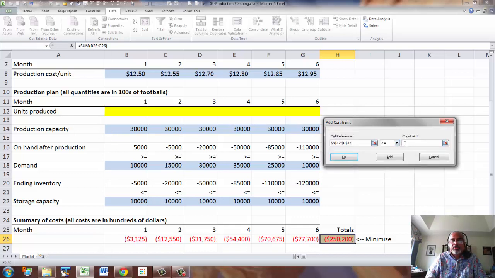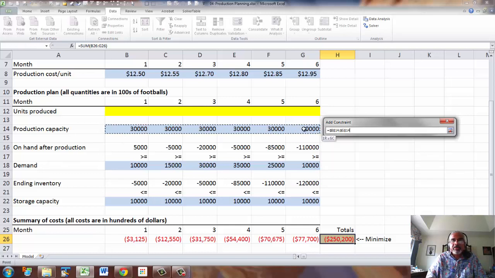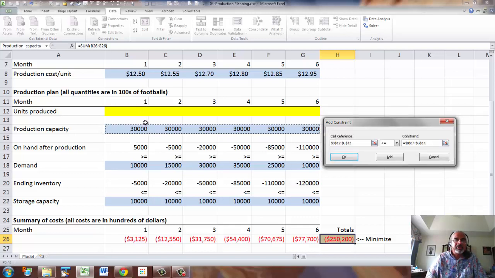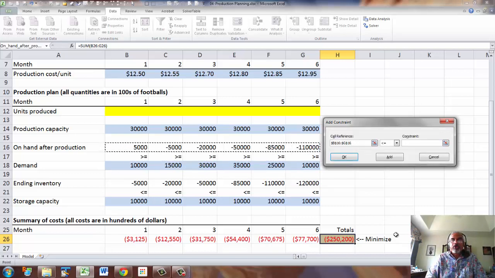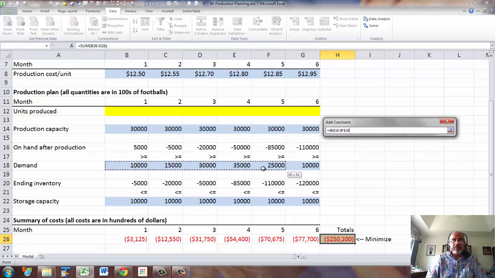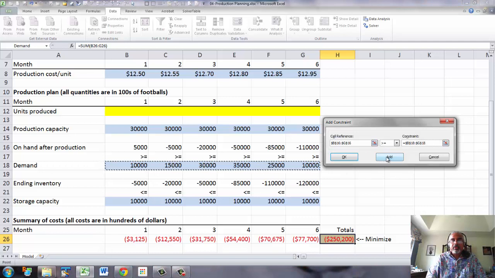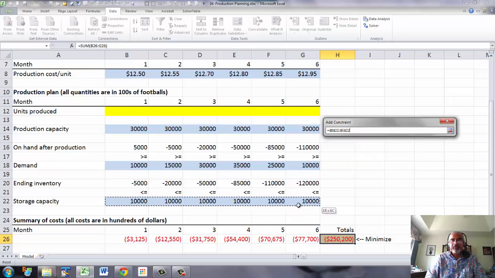production must be less than or equal to the production capacity. We have to put the less than or equal to here for readability. We really don't need that for solver, but we need to add that for readability, which I will in just a second. And then on hand after production, that should be greater than or equal to demand, so that we will be able to meet the demand. And then ending inventories should be less than or equal to the storage capacity.